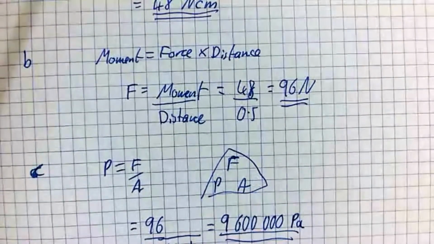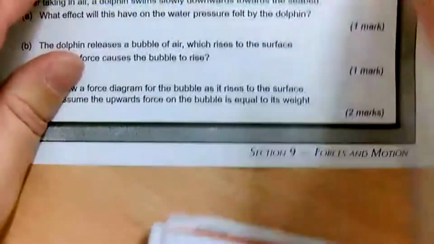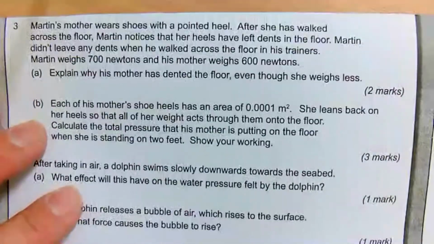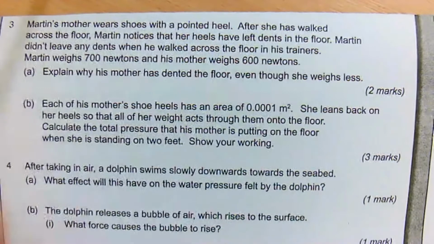So the next one to do is somebody called Martin's mother. There we are. Martin's mother wears shoes with a pointed heel. After she's walked across the floor, Martin notices her heels have left dents in the floor. Martin didn't leave any dents on the floor in his trainers. Martin weighs 700 newtons. His mother weighs 600 newtons. Explain why his mother has dented the floor even though she weighs less.